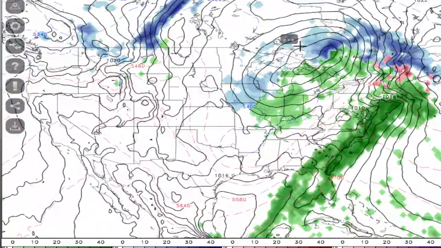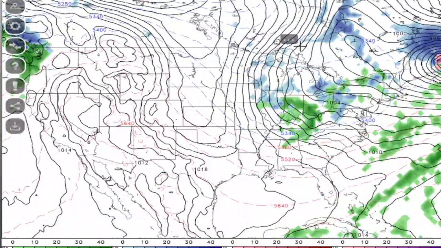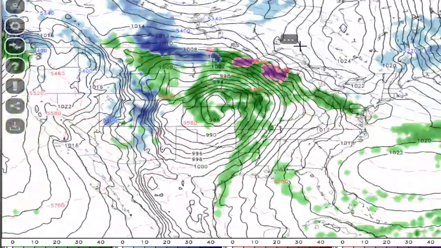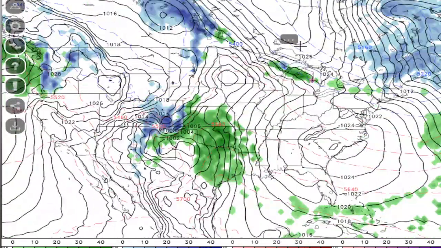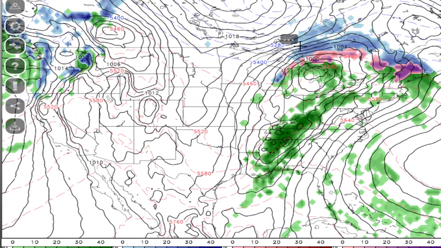We just watch these lows just continue to develop and push through. So it looks like it's going to be pretty much springtime. Looks like we are going to have a rainy spring to start.